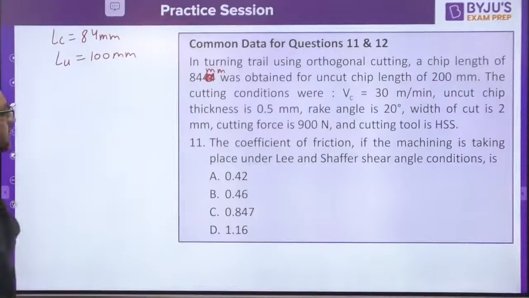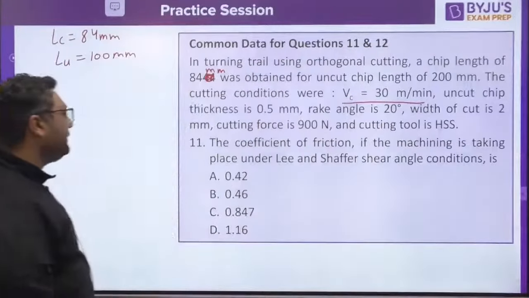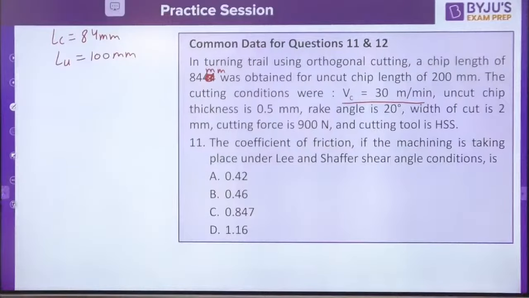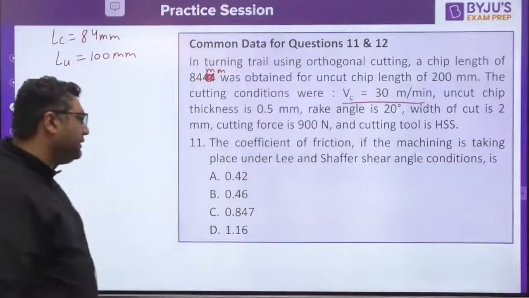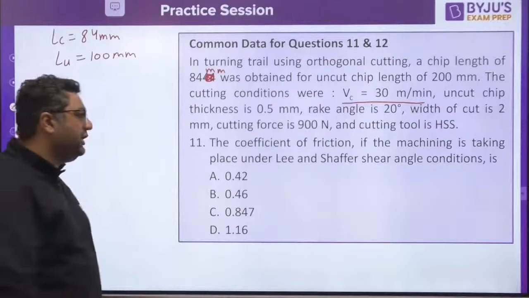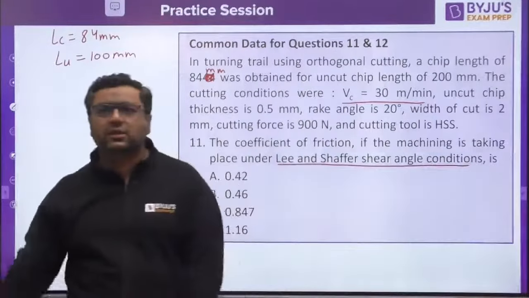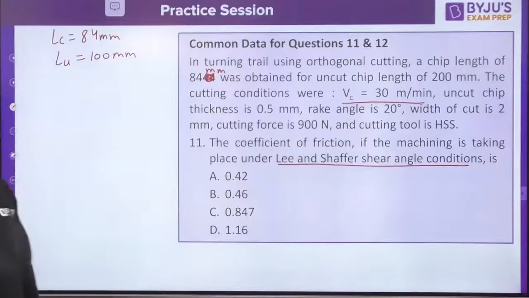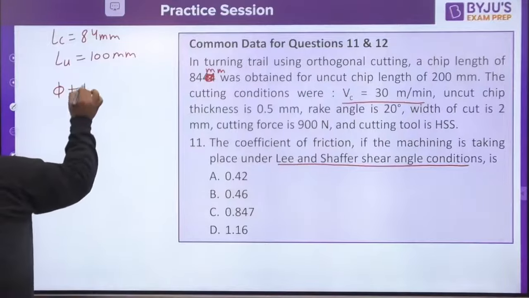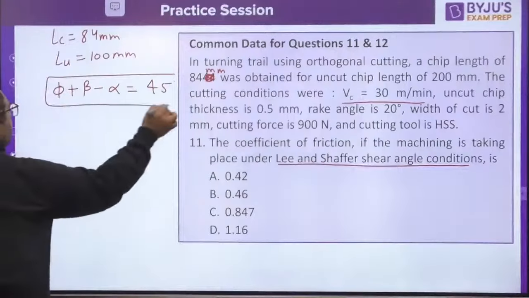The cutting conditions, you can see the velocities are given. Uncut chip thickness is 0.5 mm, rake angle is 20 degree, width of cut is 2 mm, cutting force is 900 Newton, and cutting tool is high speed steel. Find the coefficient of friction if the machining is taking place under Lee-Shaffer shear angle conditions. So you need to apply Lee and Shaffer theory for that. So phi plus beta minus alpha is 45 degree. That is Lee and Shaffer theory.